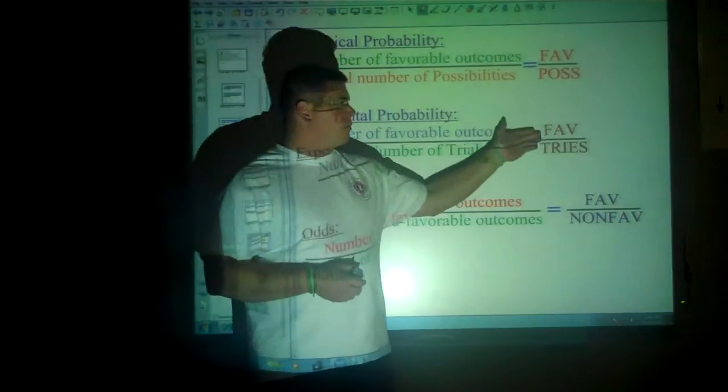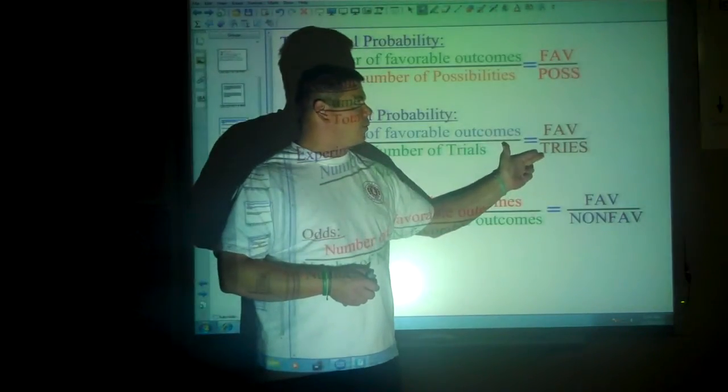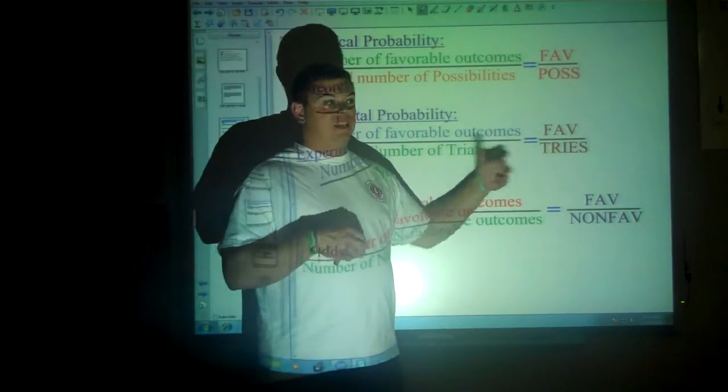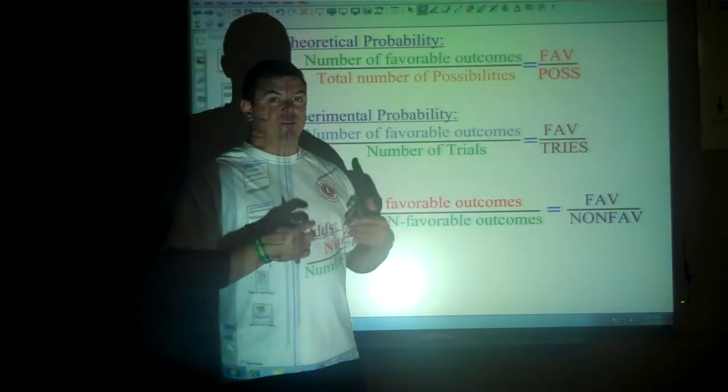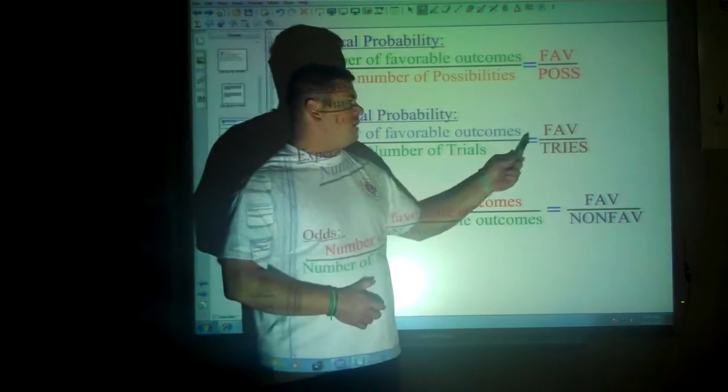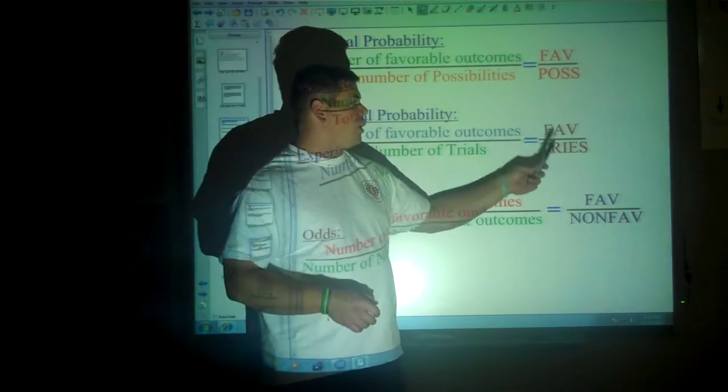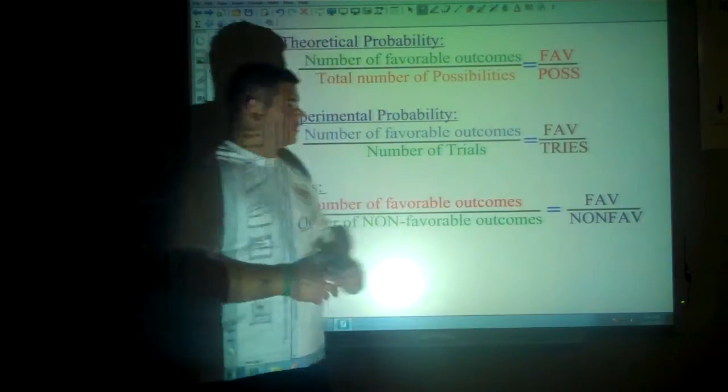So we still want favorable, what we want, but this time it's not over what's possible, it's over how many tries we actually did. If I flip the coin 100 times and I get 40 heads, then the probability of heads experimentally was 40 over 100. All right, so that's over tries.